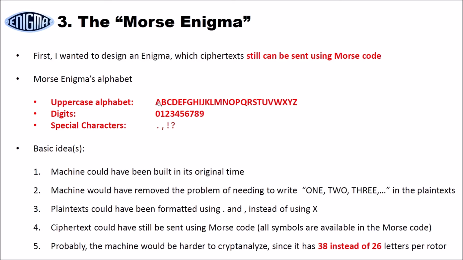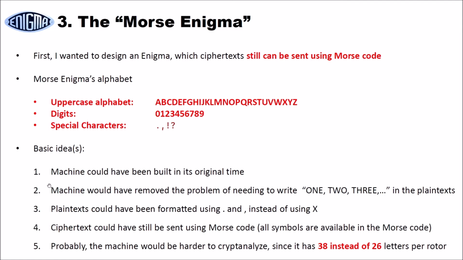We have all the uppercase letters here from A to Z. Then we have the digits from 0 to 9. And we have 4 special characters that can be used to lay out our text, like a full stop, a comma, exclamation mark, and so on. And here are the basic ideas of this machine. First of all, I think that this machine could have been built in its original time.